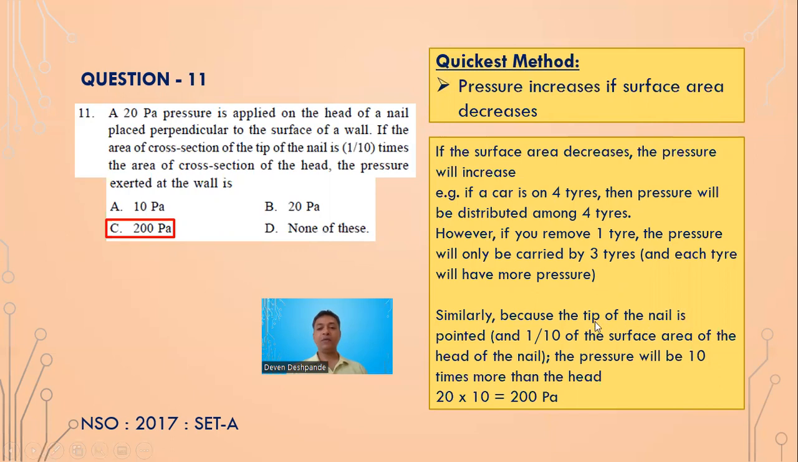Similarly, the tip of the nail is 1/10 of the surface area of the head. So if you hammer at the head, at the tip of the nail, it will be 10 times more pressure, isn't it? The 10 times more pressure because the surface area has decreased. So 10 times the pressure of 20 Pascals. So 10 into 20 is 200 Pascals.